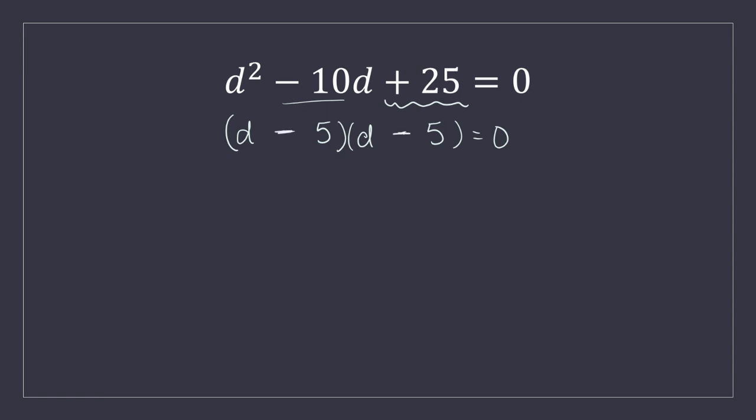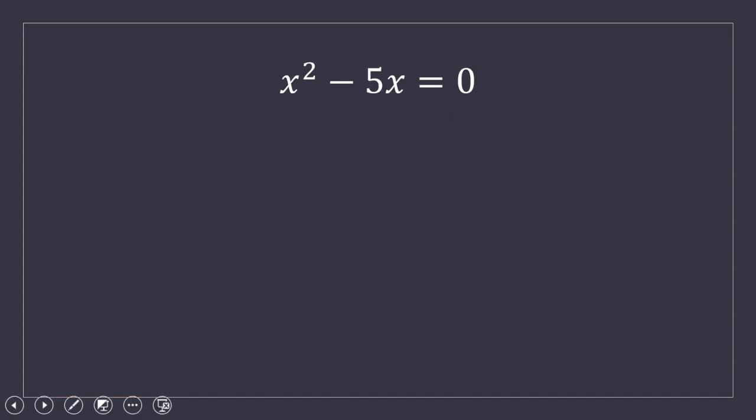So in fact, our equation is now d minus 5 times d minus 5. That we can solve, and we find that d equals 5 twice. We have two answers that are the same. D equals 5 for this equation.